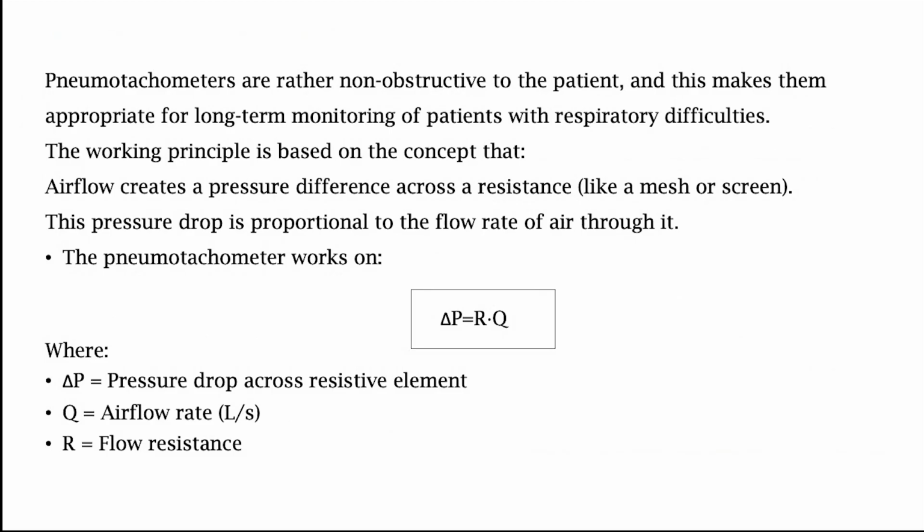So what is the principle? I already mentioned this. If there is a pressure difference across a resistance like a mesh or a screen, but if the mesh is too thick, then air cannot flow through it. But if it is too thin, then you cannot measure anything. So the pressure drop is proportional to the rate of flow of air through that, and I can measure the pressure drop. What is the flow rate? Remember what Q is. Q is not volume. Q is liters per second, which means that you will have to integrate over time to find the volume, whose unit will be liters. Okay, remember this.